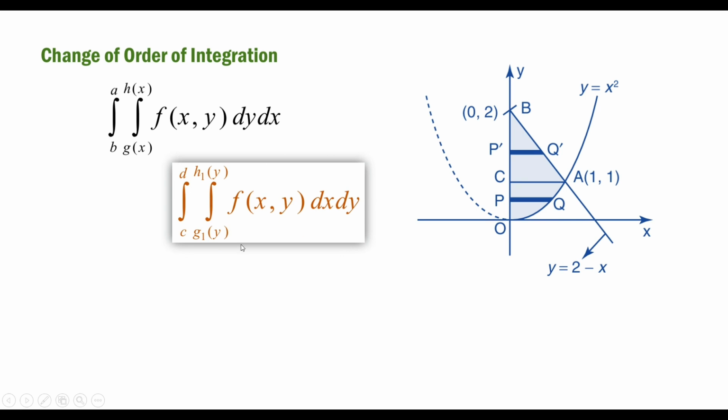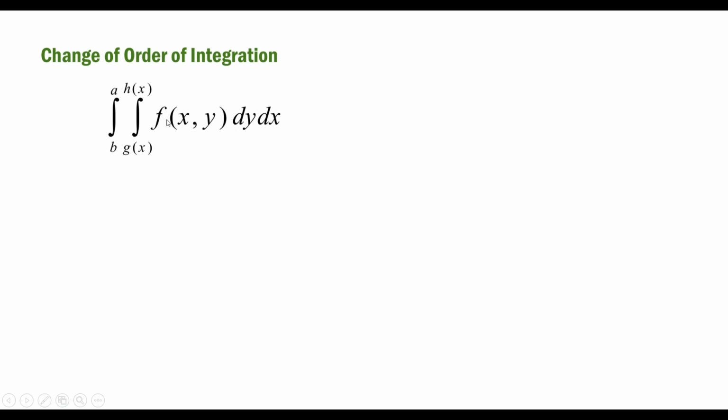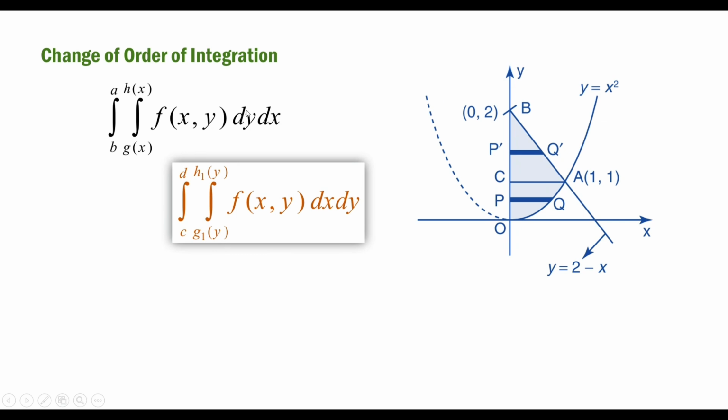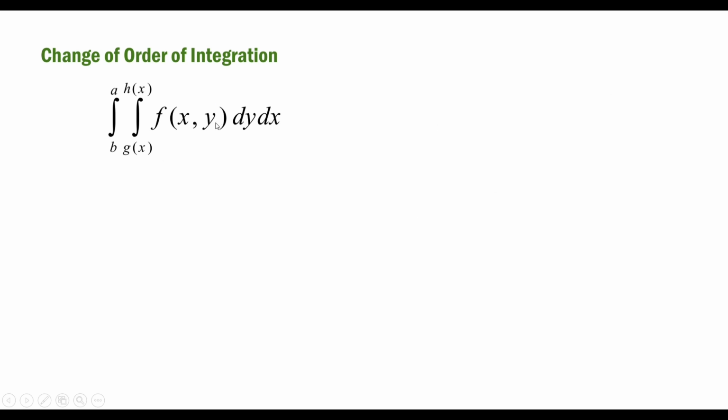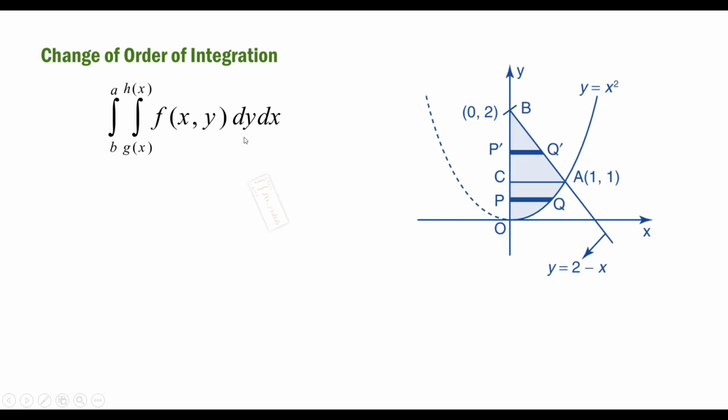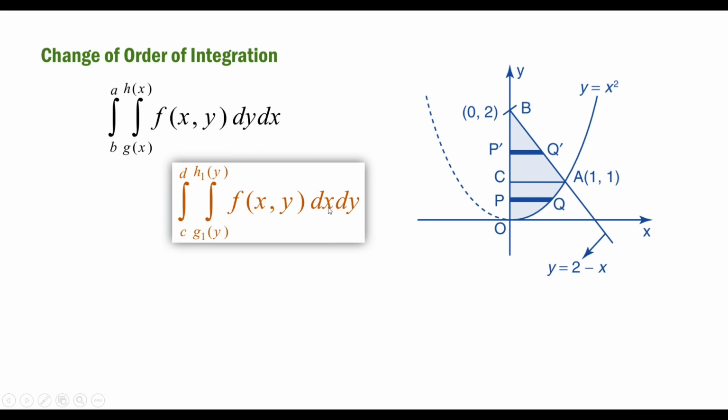The double integral with variable limits for y and constant limits for x is this integral. To evaluate the integral, we integrate first with respect to y and then with respect to x. Sometimes this may be difficult to evaluate, but a change in the order of integration will change the limits of y from c to d, where c and d are constants, and the limits of x from g1(y) to h1(y).